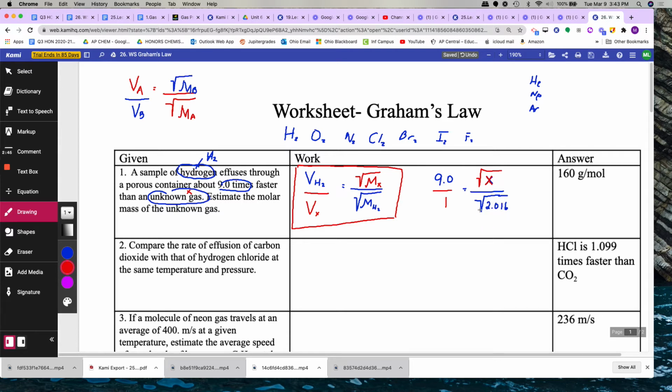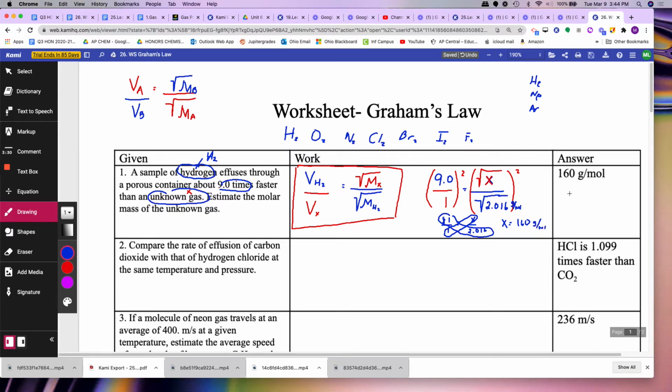The easiest way to solve this problem, since you're trying to solve for X, is just to square both sides. If I square this and I square this, I will get rid of the square root. So it would be 9 times 9 is 81 divided by 1 is equal to X over 2.016. Okay, so cross multiply. X is equal to 81 times 2.016, which is equal to 160. And it's molar mass. So if this is grams per mole, then this is also grams per mole. And that is that number.